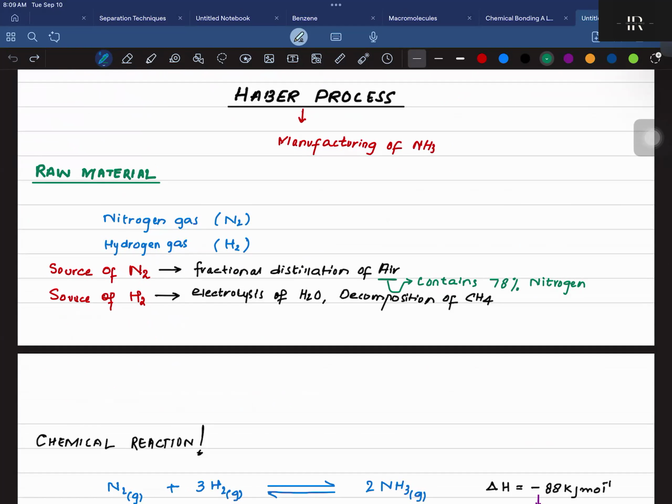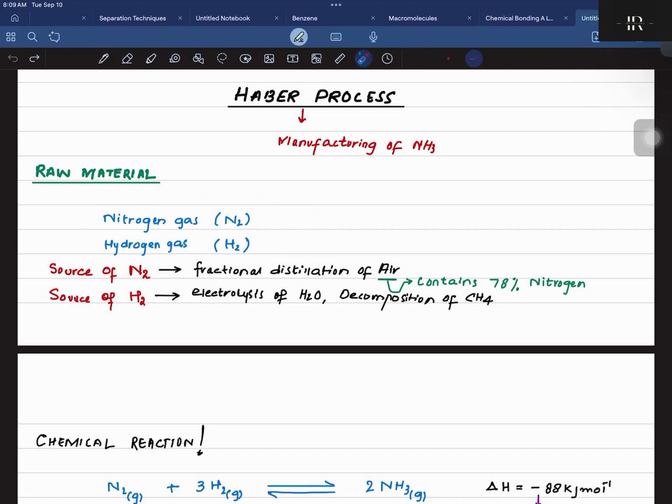Whenever we are going to make something, let's suppose you are going to make a tea, so you need some preliminary data. Like let's suppose you need some milk, you need some sugar. Okay, so these are called raw materials. So you are going to prepare ammonia, so you need raw materials. I mean to say that you need nitrogen gas and hydrogen gas, right?